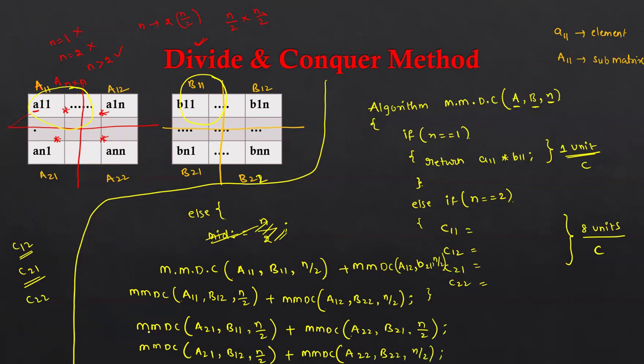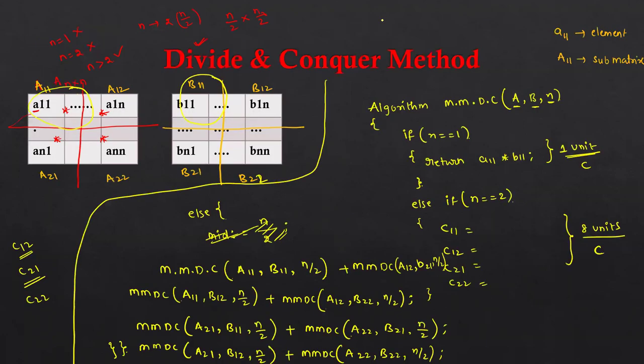So this is closed. Next, this algorithm is closed. So this is the recursive divide and conquer algorithm. Now let us see how to find the time complexity of this one. So the time complexity of the divide and conquer method.